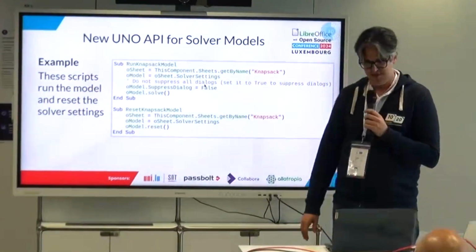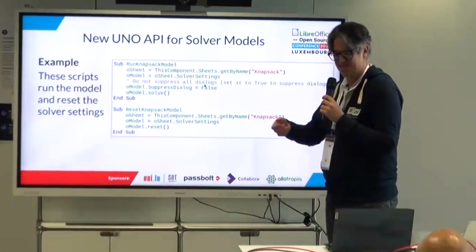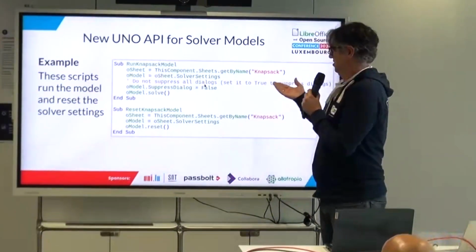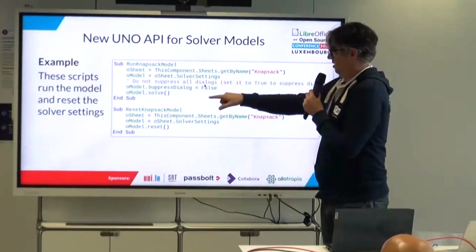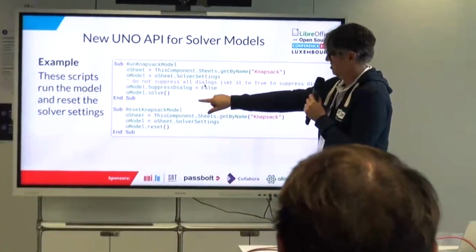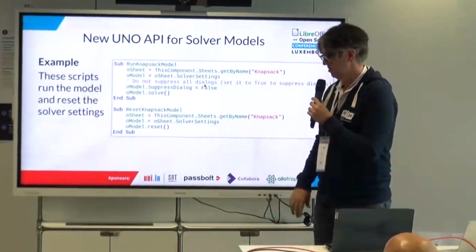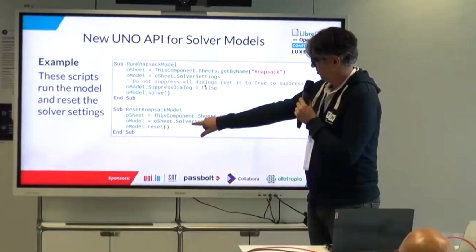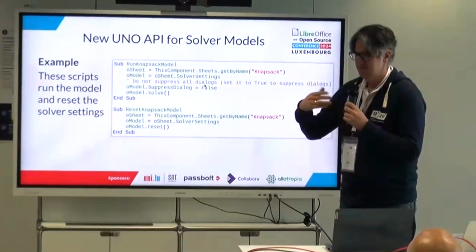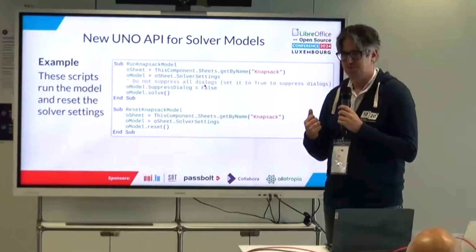Here I'm going to leave this as a resource for people in the future who want to create such scripts. So this is the script to run the solver model. I simply get the solver settings object and then I solve it. And if I want to reset the solver model, I simply get the solver settings object and reset it. The idea was to make all the features that we have in the UI available via scripting.